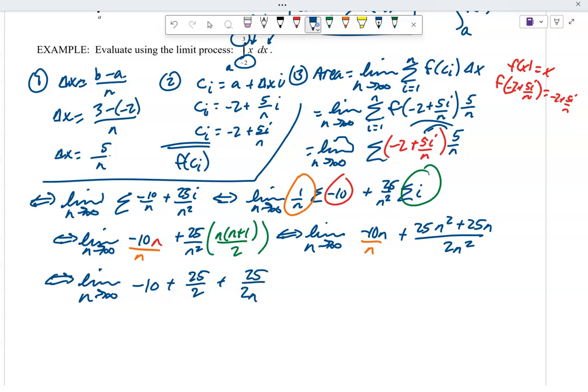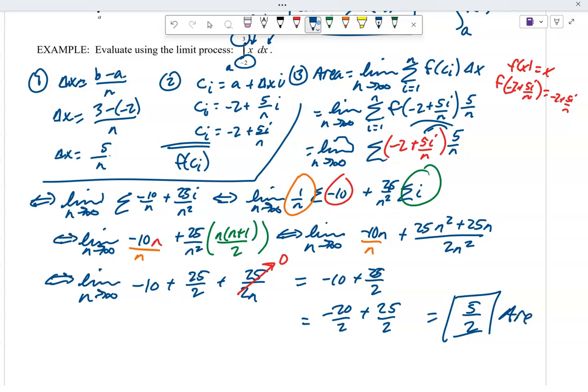And then I run this to infinity. That'll go to 0, 25 over a huge number, right, as n goes to infinity. And so I'm just left with the negative 10 plus 25 halves, so negative 20 halves plus 25 halves, which is 5 halves. That's our exact area under the curve.